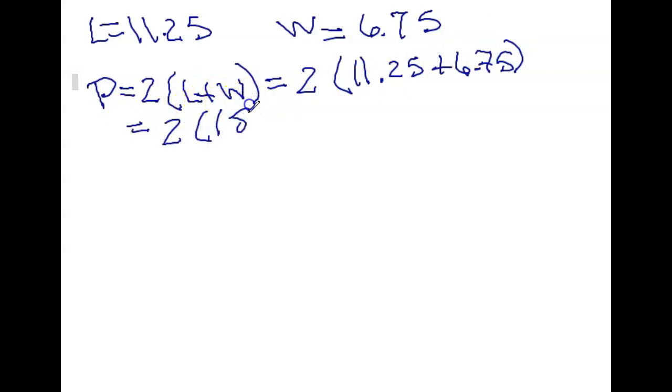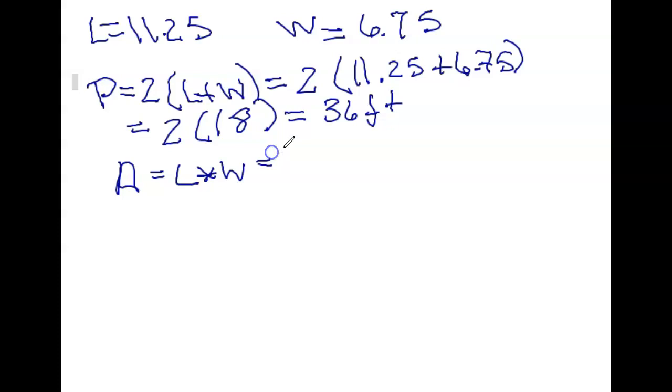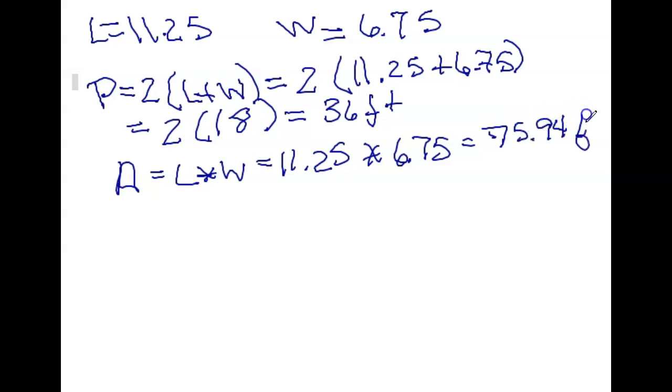And when I do that, I get 18. And my 18 is going to multiply by 2. So my perimeter is 36 feet. My area formula is length times width. So I'm going to multiply 11.25 times 6.75. And that area then that I get is 75.94. And area is labeled in square feet or feet squared.